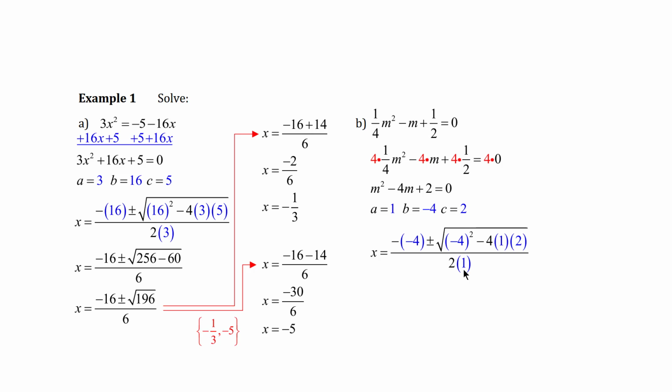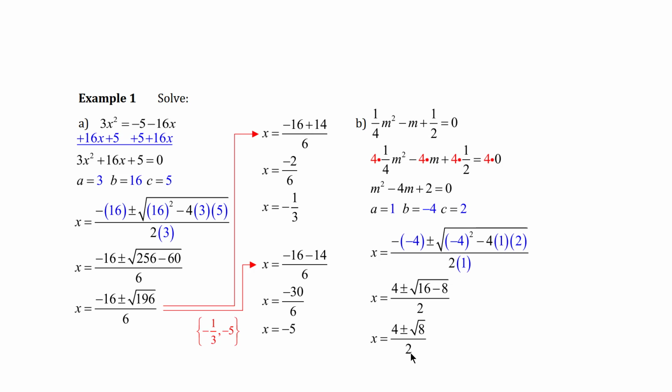Next, we simplify. On the numerator, minus negative 4 becomes positive 4. Inside of the radical, we have negative 4 squared, which is 16, and negative 4 times 1 times 2, which is minus 8. In the denominator, we have 2 times 1, which is 2. So the result is x equals 4 plus or minus the square root of 16 minus 8 all over 2. Next, we could simplify the terms underneath the radical. 16 minus 8 is going to be 8, so we have x equals 4 plus or minus the square root of 8 over 2.